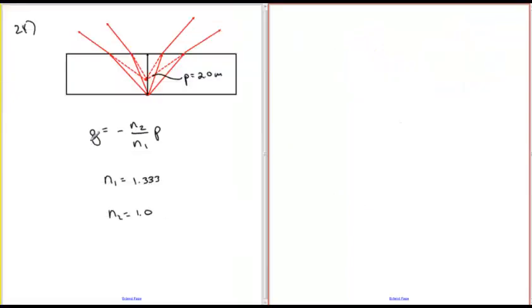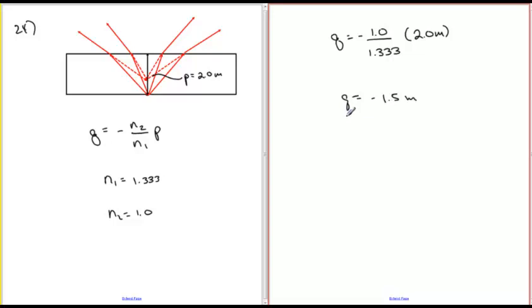Q should be less than P, which it is, and P is 2 meters. And so we get negative, which means it's a virtual image, which means that it's not on the other side of the boundary. So 1 divided by 1.333 times 2 is 1.5. So the pool looks 1.5 meters deep instead of 2 meters deep.